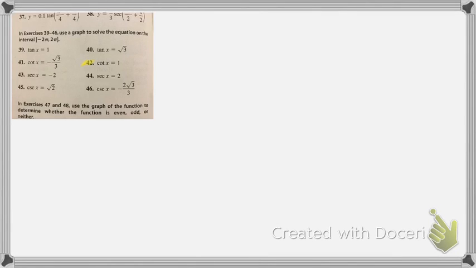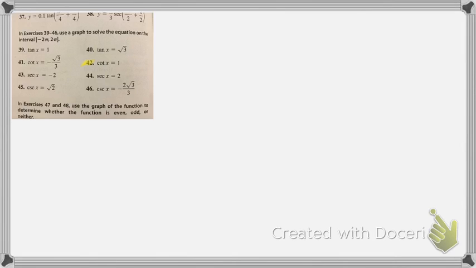All right, so some people in second hour wanted me to go over this question. It's from the page 176 stuff, I believe, and it's number 42. When you look at the instructions, it says use a graph to solve the equation in the interval negative 2 pi to 2 pi. Well, I'm not a huge fan of listening to the book on how to do things, but I can see what it's telling me to do.